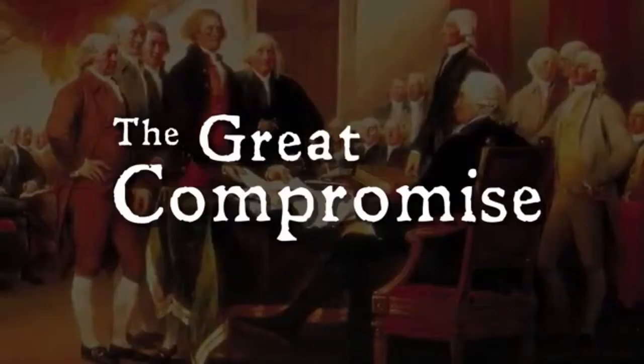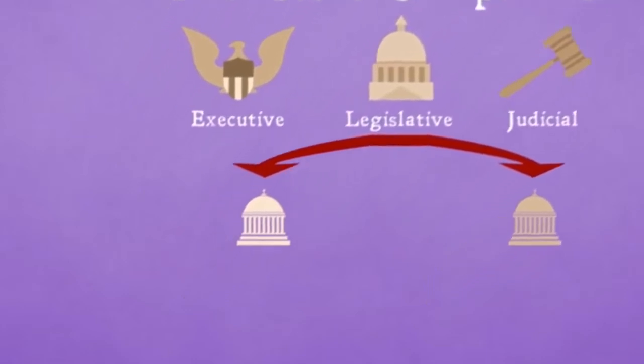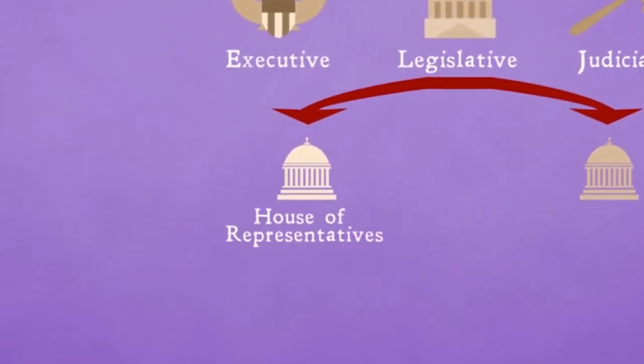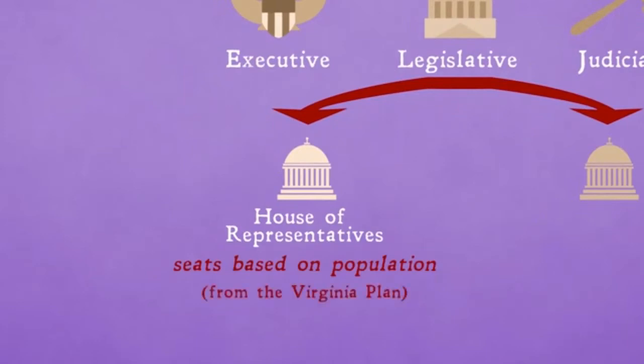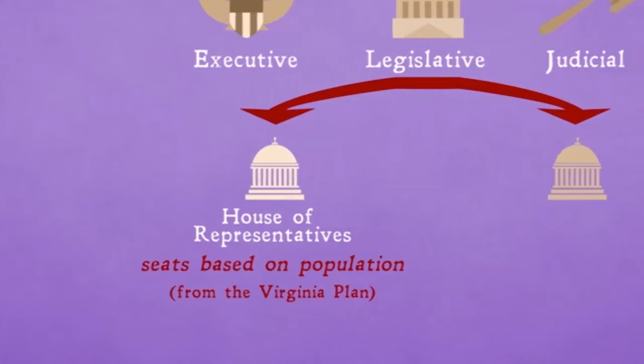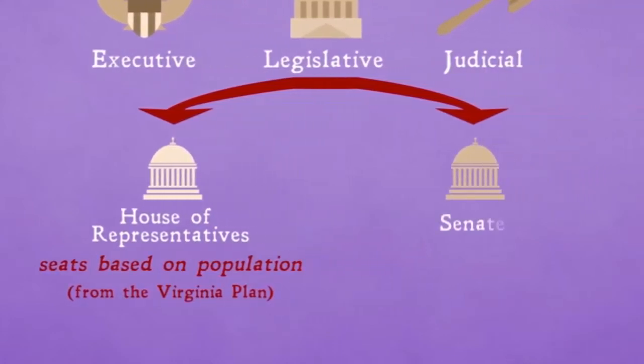Competing ideas of equal representation by state and representation by population were resolved in the Great Compromise, or the Connecticut Plan, or the Connecticut Compromise, which saw the House of Representatives representing states by population and the Senate representing states equally, 2 senators per state.